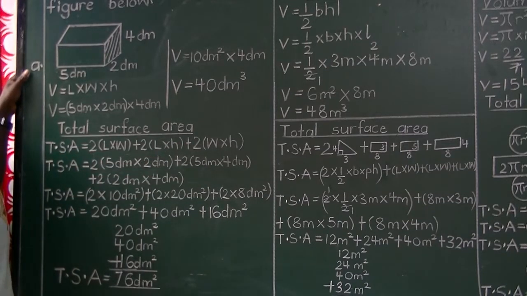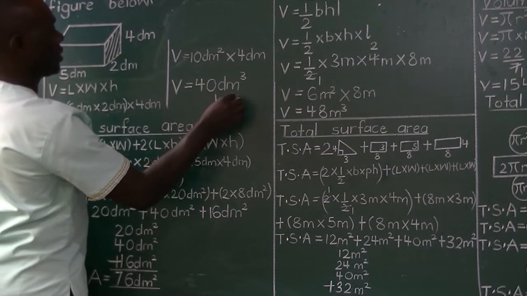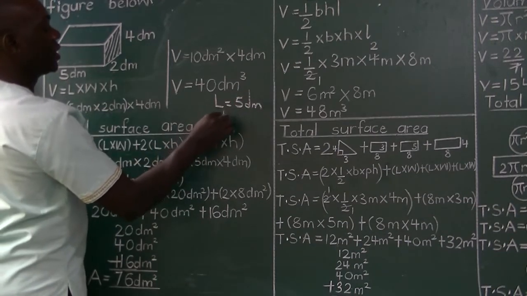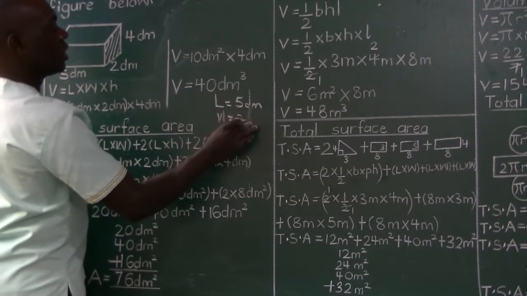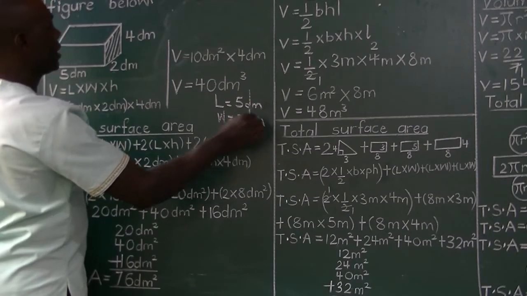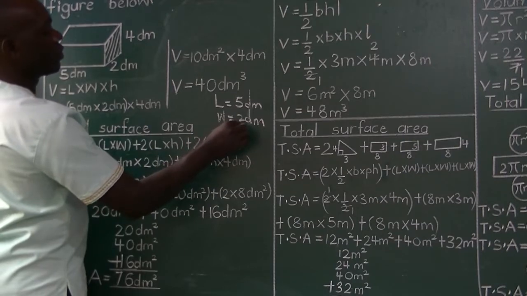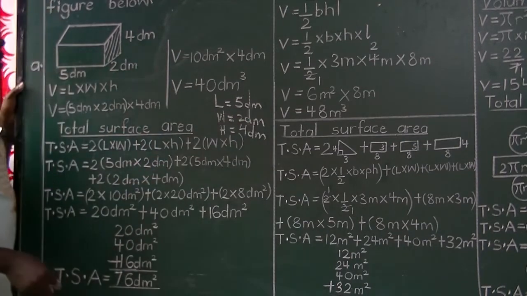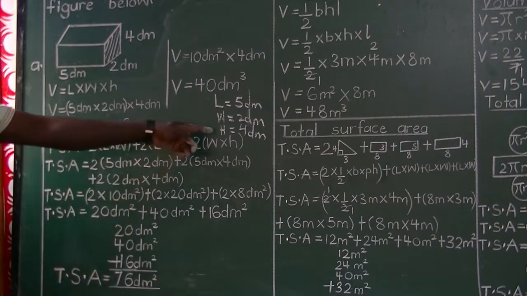The first thing you do is to identify the measures. How long is the length? You say length is 5 decimeters. My width is going to be 2 decimeters. To help you substitute accordingly, finally my height, wherever you see that edge, I'm going to put 4 decimeters. So that wherever you see L, write 5, wherever you see W, write 2 decimeters, and H, you write 4 decimeters.